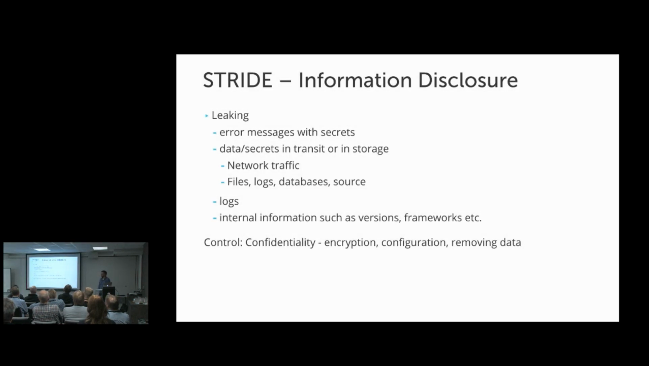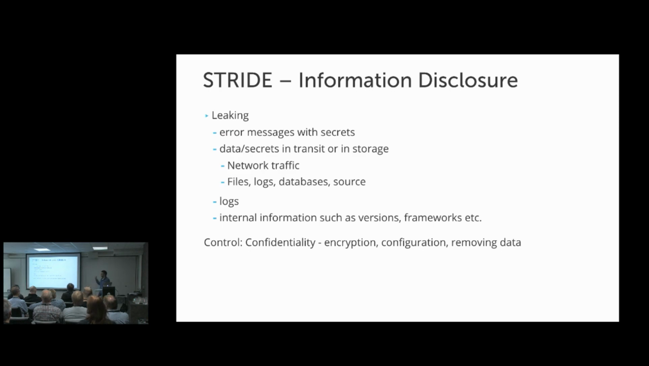The next one is information disclosure. So we could leak stuff. We could leak all kinds of things because we could have unencrypted communication channels. We could have publicly exposable logs. We could have publicly exposed databases. We could leak information about the internal workings of our system, such as versions and frameworks. Everything where we accidentally, or just because we didn't think about it, are leaking information.